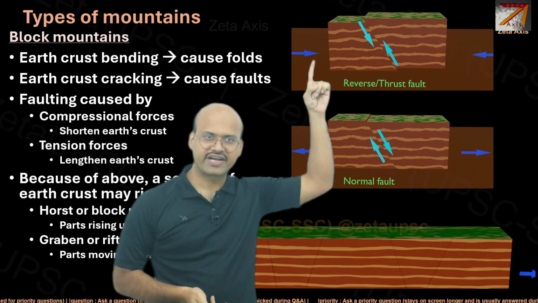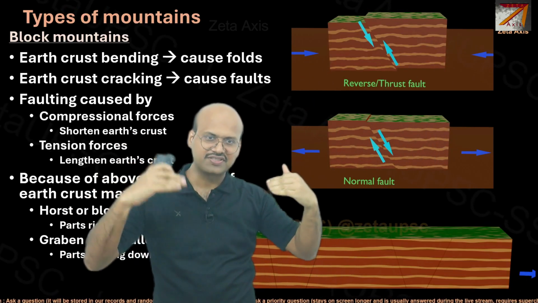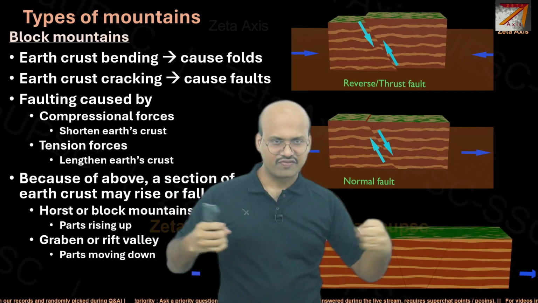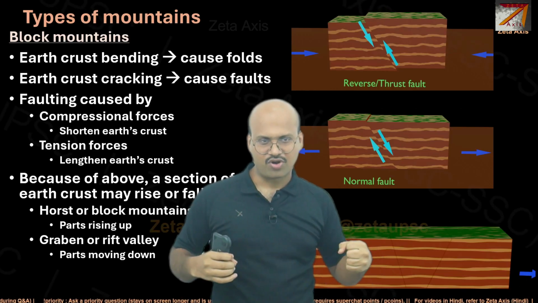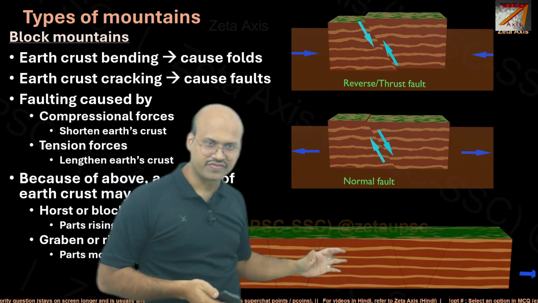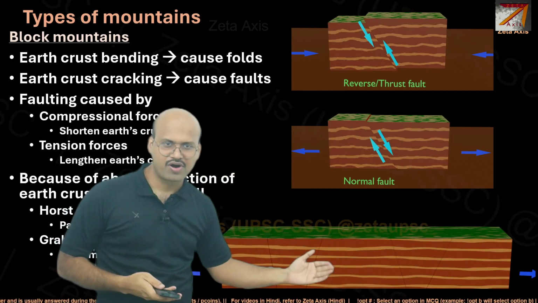Here we can see that a compressional force is acting, creating compression. Here there is what we call a tensional force. It is moving away, trying to stretch the block. And here we can see the combined effect of all of these things. Here it is also stretching, and we will see formation of block mountains in this.